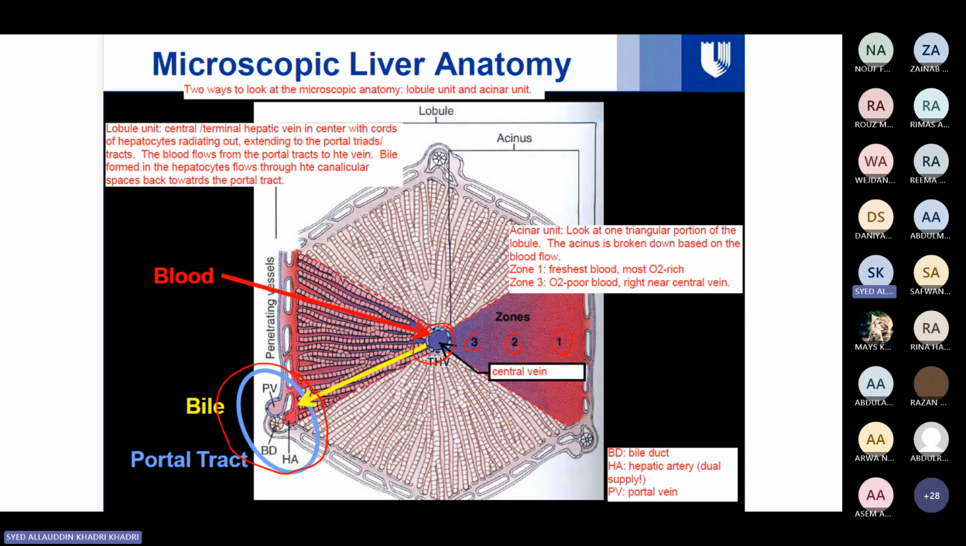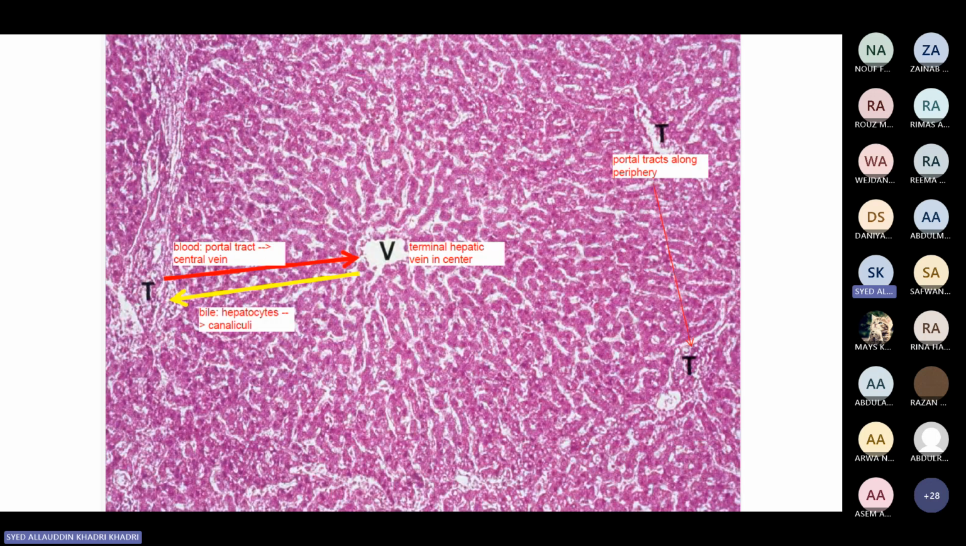This again is a very important slide. Under the microscope, you can see over here this is basically a vein, where the blood from the portal tract is going toward the vein, and the bile is going from the opposite direction, which has to be understood. And you can see the hexagonal appearance of the portal lobules. Very, very important to understand.